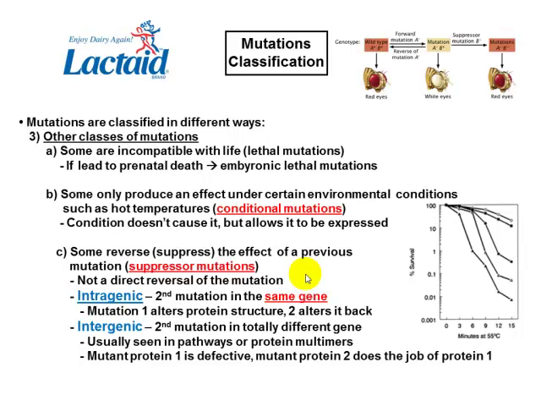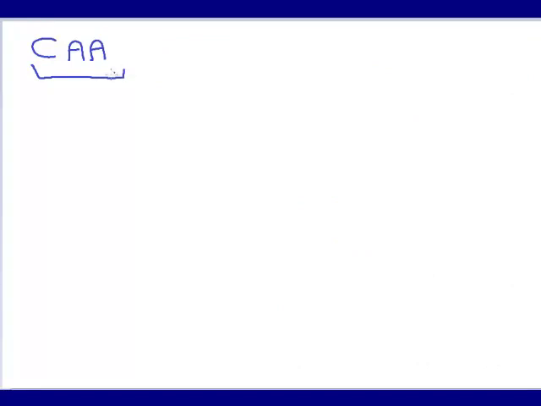We're going to go into more details on this. But I will show you here. For example, if we have a codon that would be CAA, and I don't know what the codon is for, but let's assume that it's something like leucine.